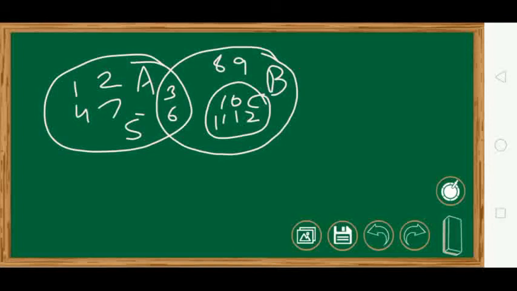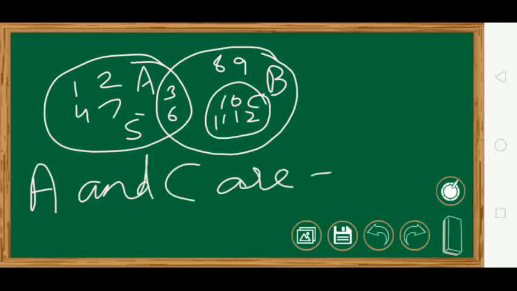Now tell which of these are disjoint sets. What can you tell about B and C? Do they have anything in common? Yes. 10, 11, 12 is there in B also, it is there in C also. Let us compare A and C. Yes, A and C, nothing is common. So A and C are disjoint sets. A and B are having 3 and 6 common. So only A and C are disjoint.